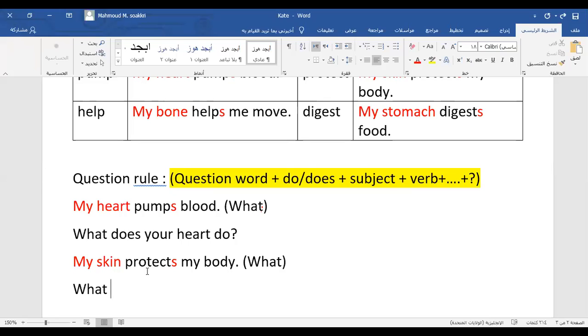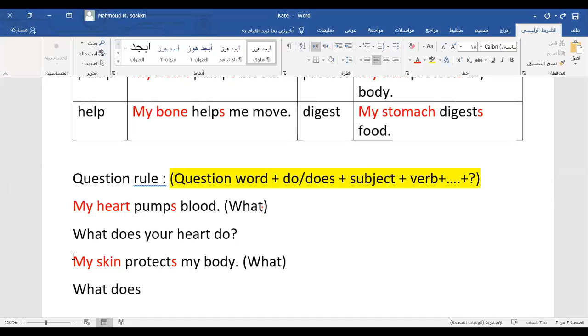Yes. Okay, if the verb ends with s, I use does. So I write does here. Thank you very much, Yusuf Khalid. After does, we write the subject. Where is the subject in your sentence? My skin protects my body. I have here two words. The subject has two words. So where is the subject?